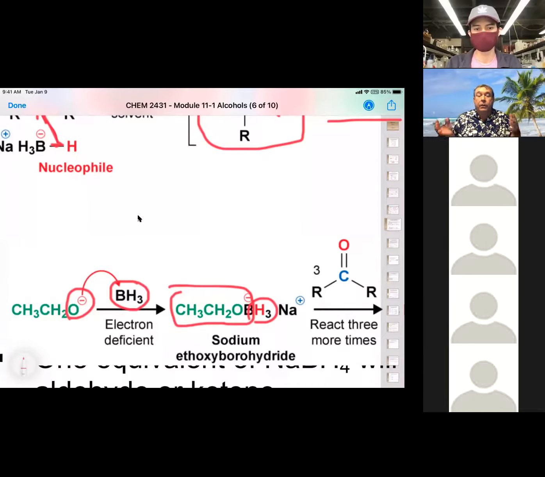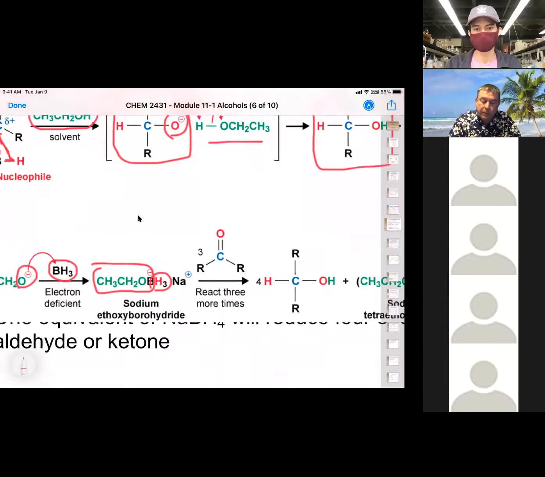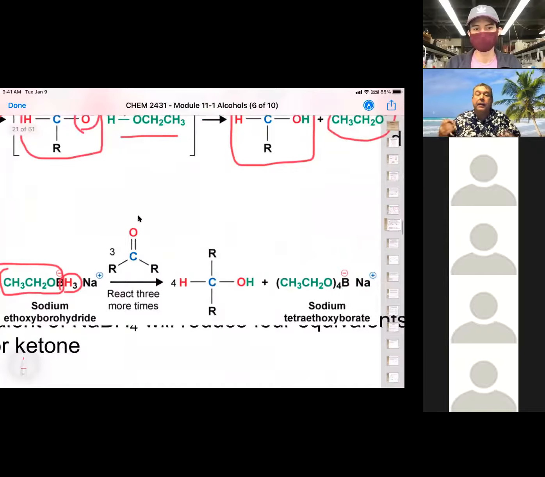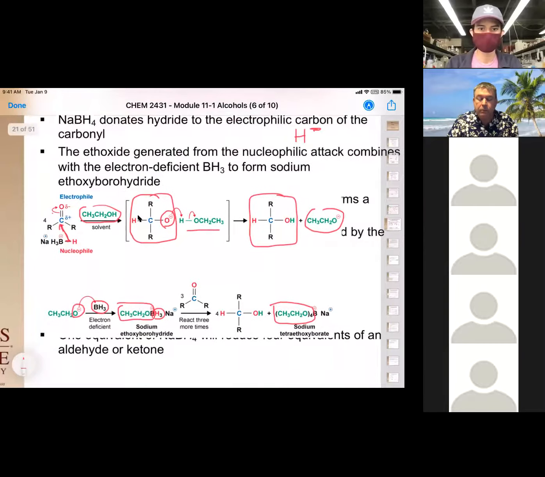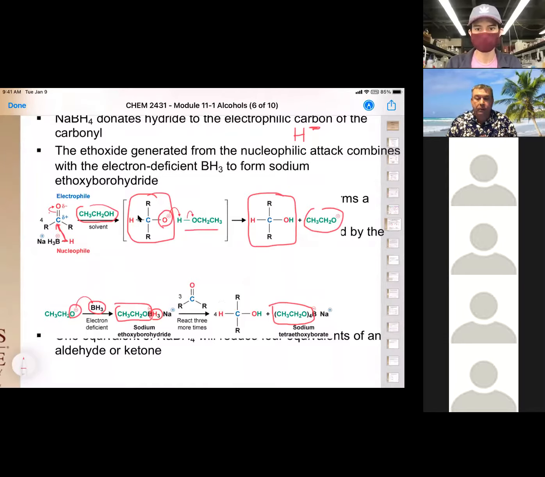Okay. Now, those 3 hydrides are just as reactive as they were before. And so what we're going to do is keep reacting those hydrides again and again and again until all 4 hydrides are removed from the boron, and we have 4 alkoxides hooked to that boron. So we can use 1 equivalent of sodium borohydride to reduce 4 equivalents of a carbonyl compound. Okay. And at the end of the reaction, when you add water, everything gets protonated and you can isolate your newly formed alcohol.